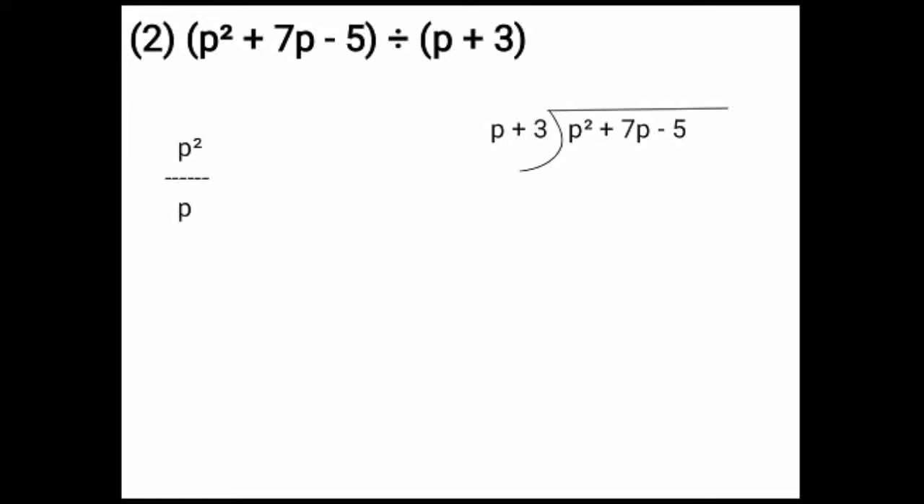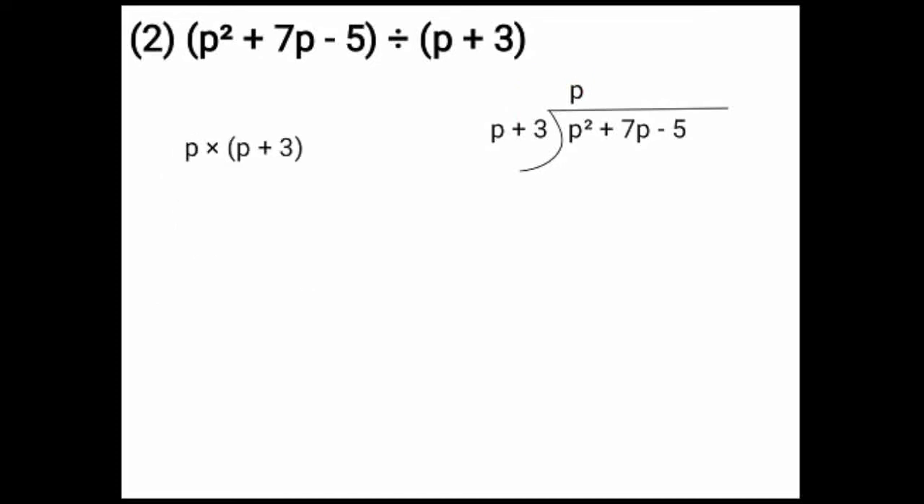p square upon p is equal to p into p upon p. The p gets cancelled, so what will remain? p. This p you have to write in the quotient place. Now you have to multiply p into p plus 3.